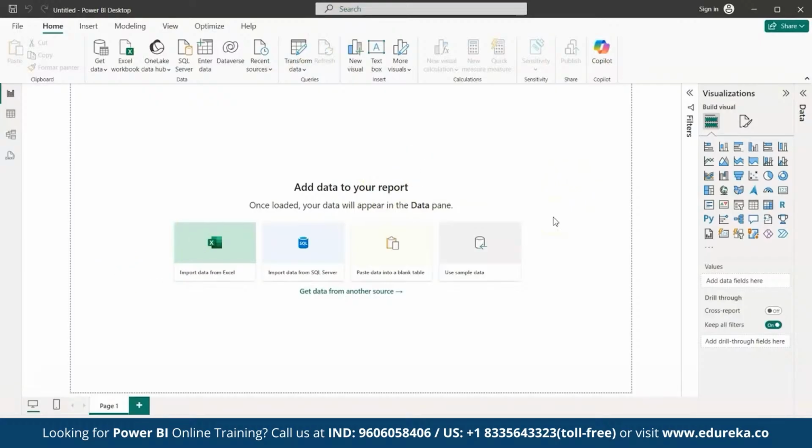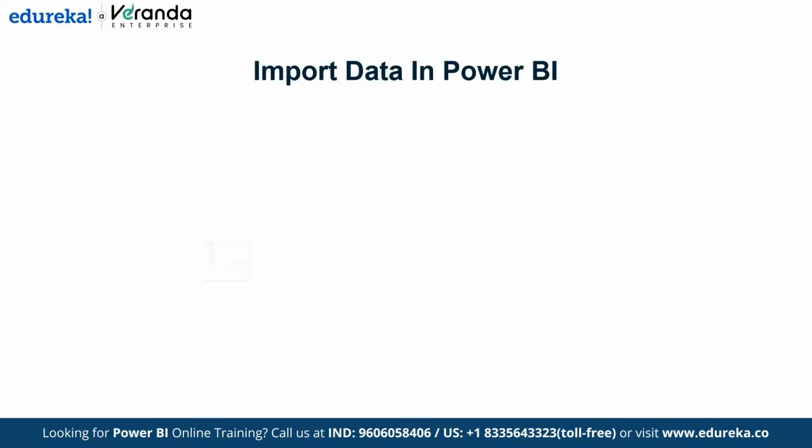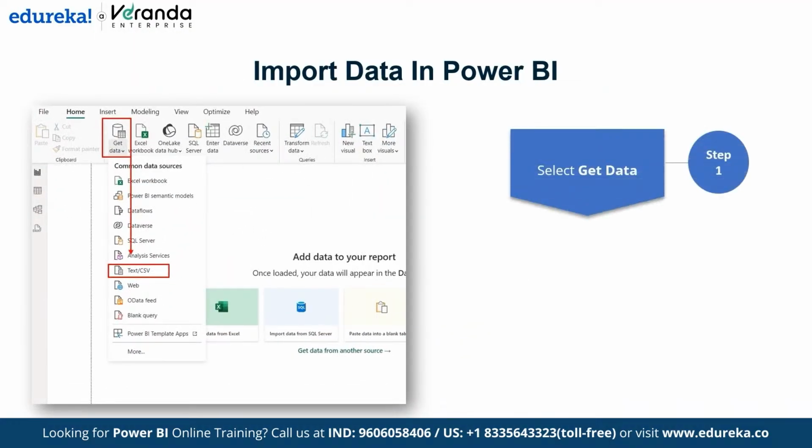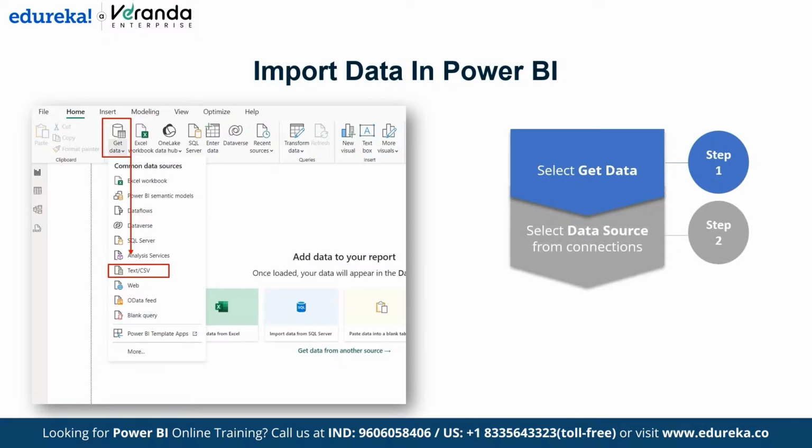So now I will be teaching you all how to import the data in Power BI. So the first step for importing the data in Power BI is, on the home screen, you can see on your left hand side the Get Data function. In the Get Data function, you have many common data sources where you can source multiple data from. So it can be from Excel workbook, Power BI semantic models, dataflows, data warehouses, or so many. So we'll be using the CSV file.